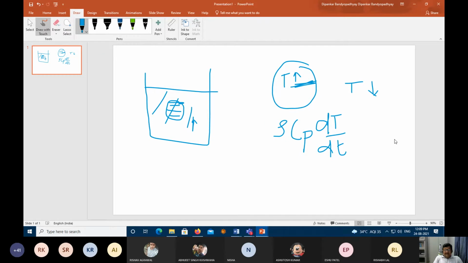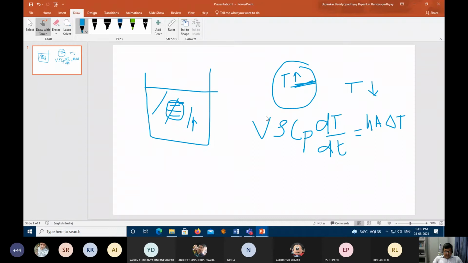How does the energy balance come out? Anybody? Rho Cp dT by dt is equal to hA delta T. If I put this, are the units consistent on both sides? Most probably no. So you need to add a V here.